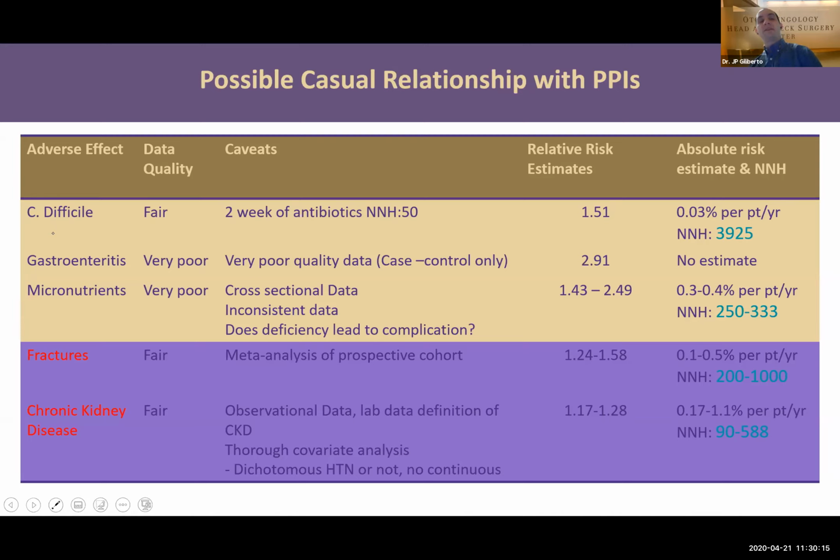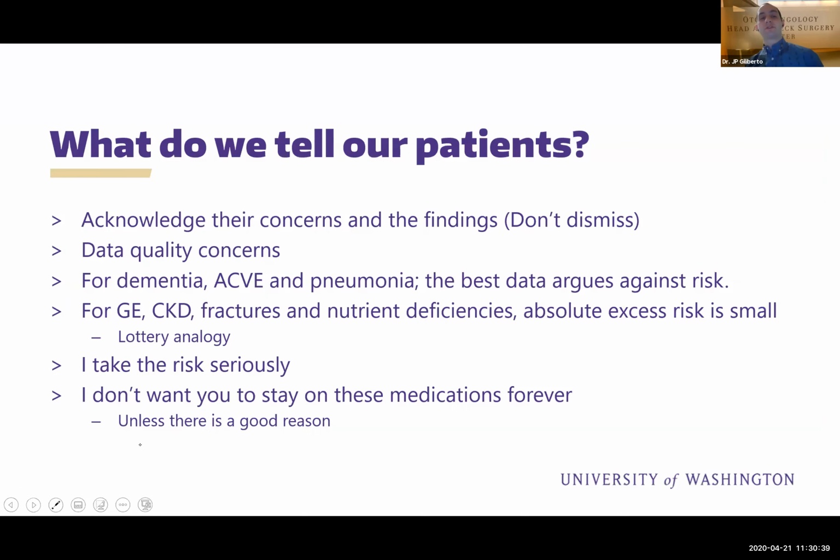Difficile, I mean, these are unfortunate when they happen, but the micronutrient issues and gastroenteritis can be pretty easily correctable, as well as the C. diff with antibiotics. It's these fractures in chronic kidney disease that are fairly concerning. And even though we only have fair data, there's no randomized controlled data to support its use, it's important to keep them in mind when we talk about patients.